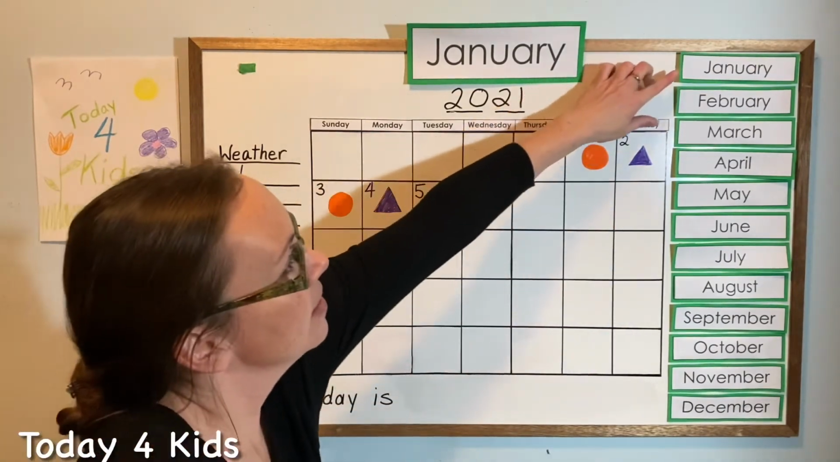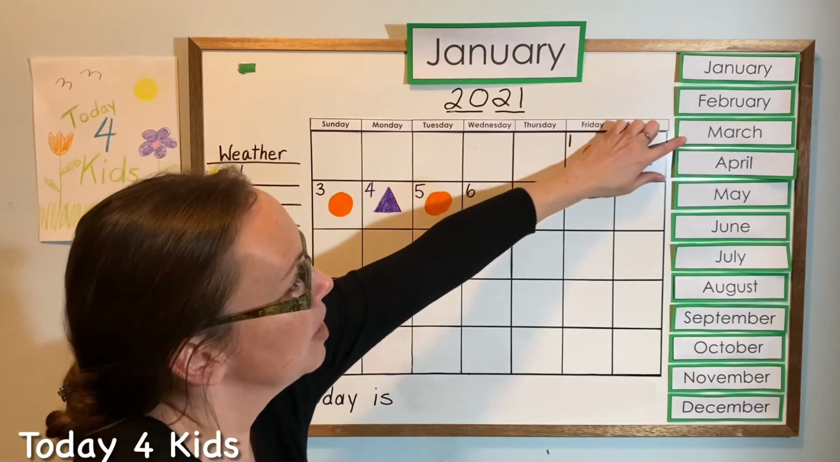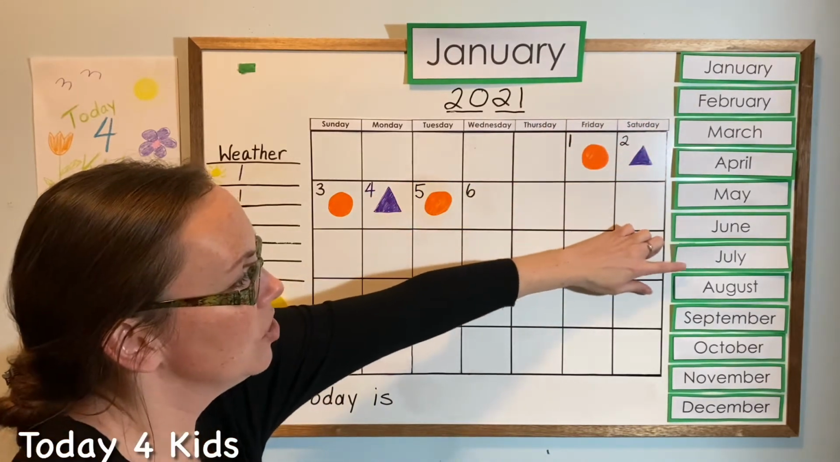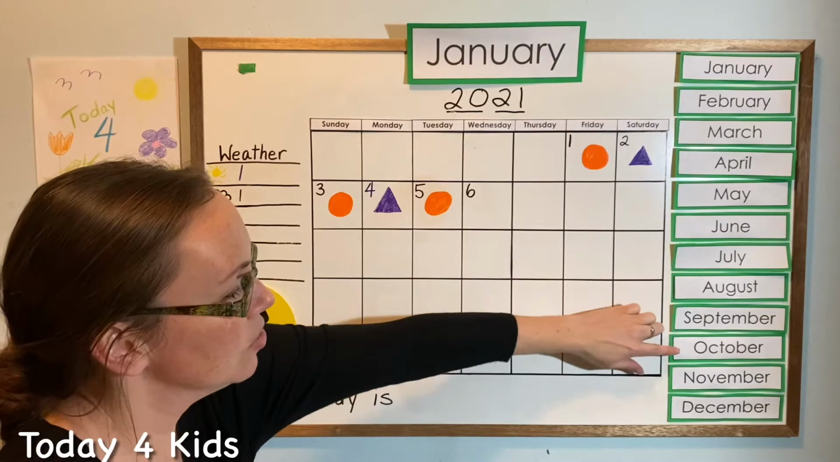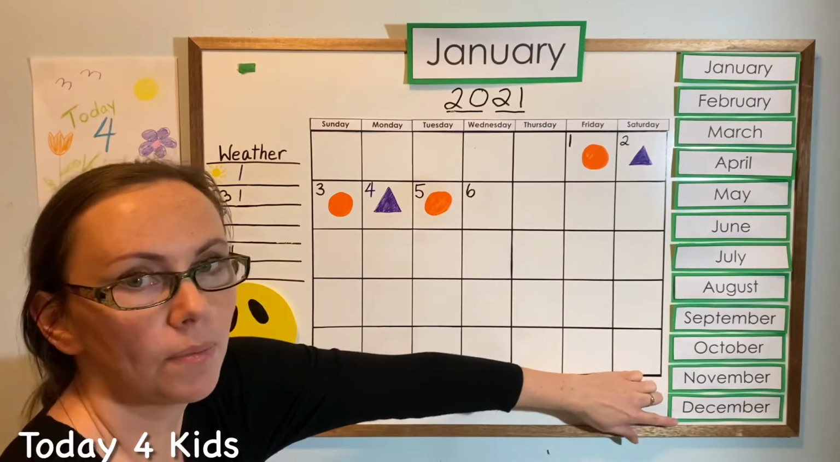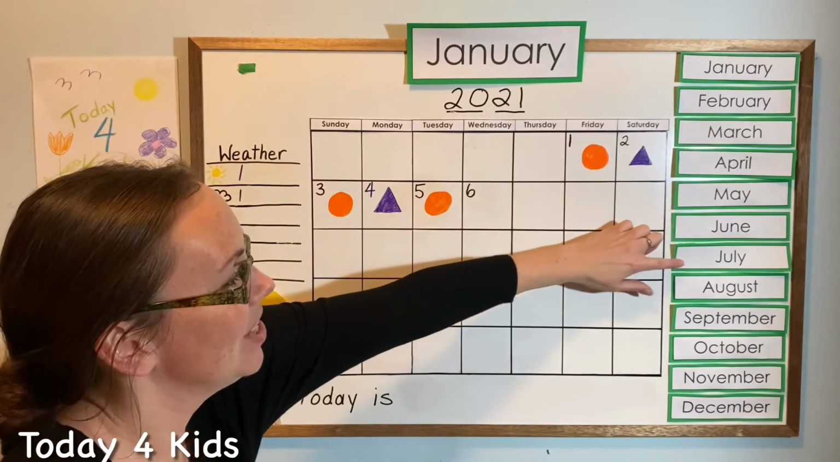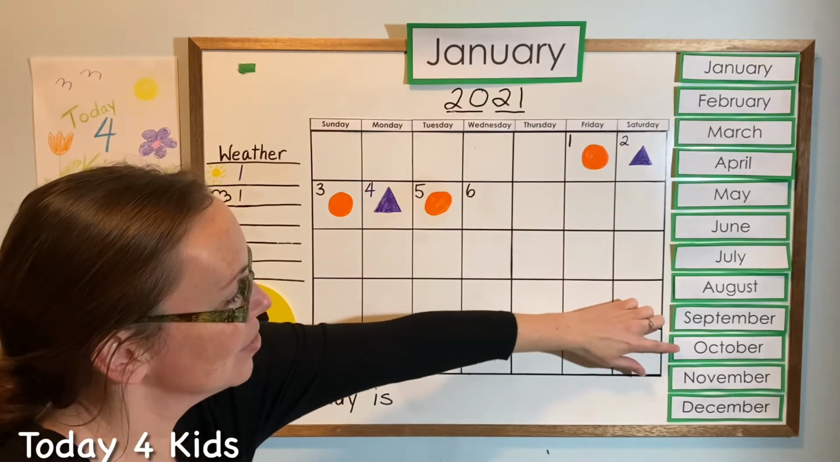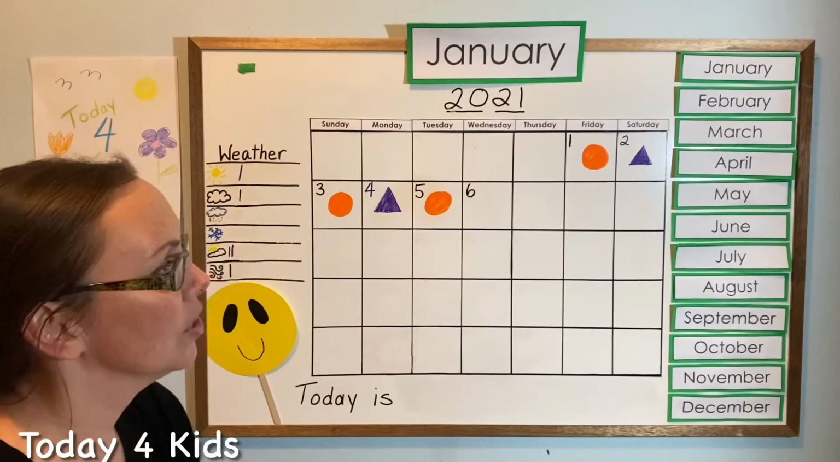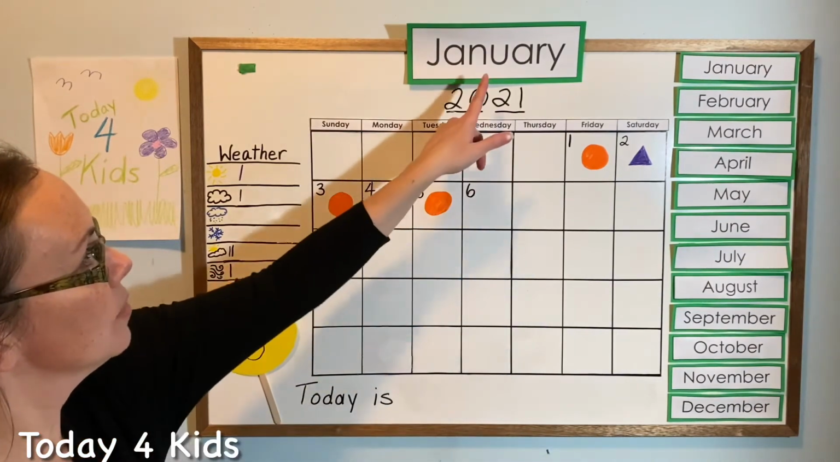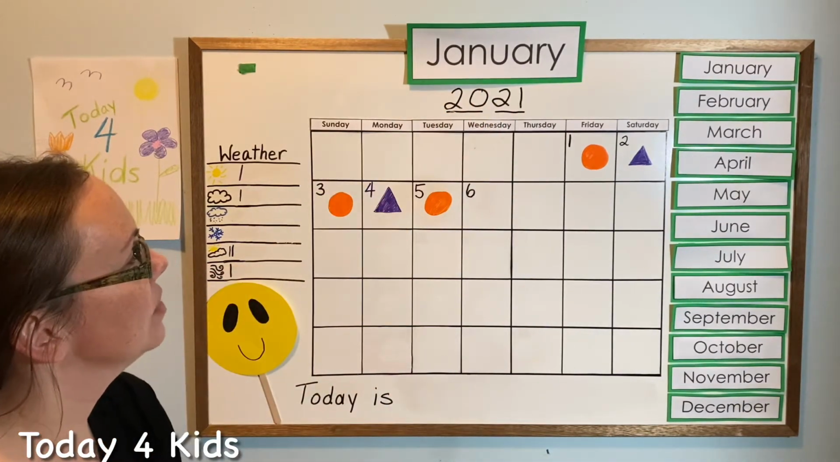So let's sing them together. January, February, March, and April, May, June, July, August, September, October, November, December. January, February, March, April, May, June, July, August, September, October, November, December. And we are lucky. We're in the first month of the year, which is January.